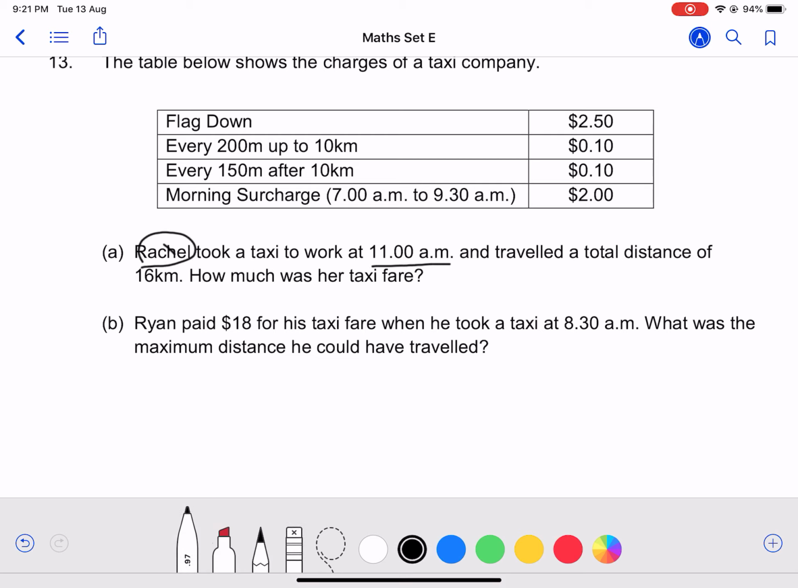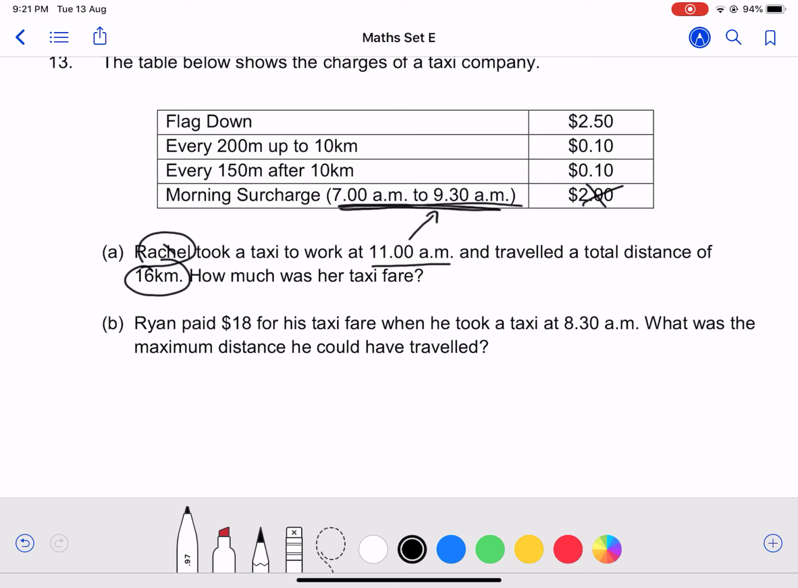Took a taxi at 11 a.m. Now, if you take a taxi at 11 a.m., you don't need to pay the morning surcharge because the morning surcharge you only need to pay at this time, right? So no need to pay the $2. Travel a total distance of 16 km.